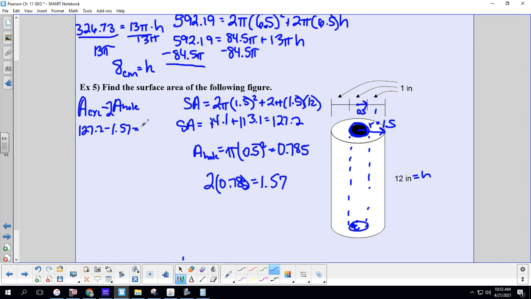Okay, I'm going to do that math in my calculator. 127.2 minus that, and we get 125.6. So the surface area is 125.6 inches squared. Super fun.